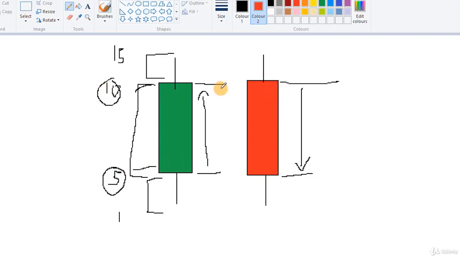If we do the same thing with the red candle, it will mean that the market opened at $10 because it is a red candle, and it may have gone up to $15 at this wick here. It may have even fallen down to $1 with this wick, but ultimately the candle closed at $5. So that is what the red candle means.